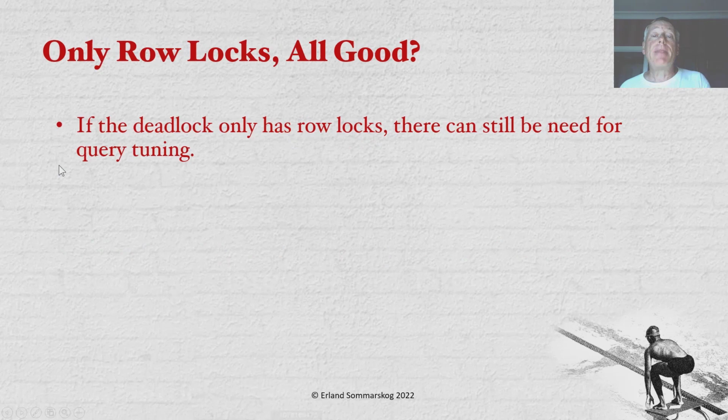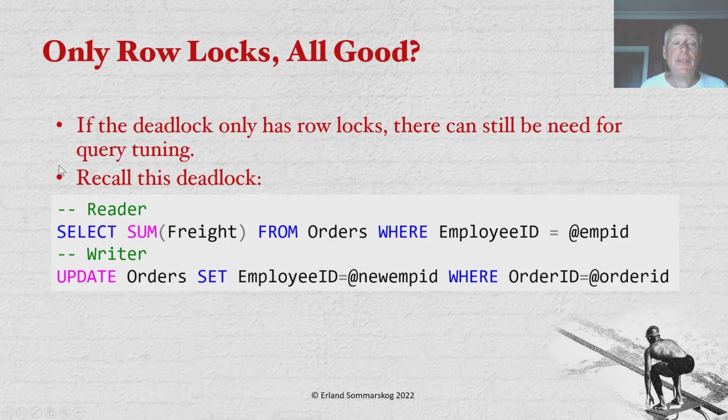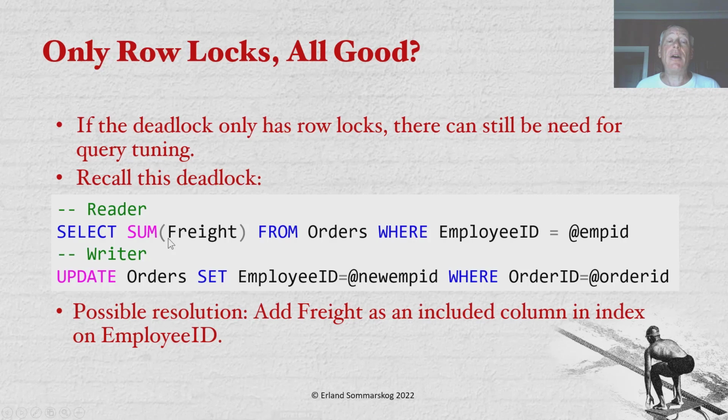Okay, I don't need to bother about query tuning. Not that fast. There could still be reasons to do this. Remember this deadlock we looked at previously. Now, there's more than one way to skin this cat, but maybe the best solution here is to add freight as an included column in the index on employee ID, if this is an important query that we run often. It might not be the best solution for other reasons, but it could be a possible solution.